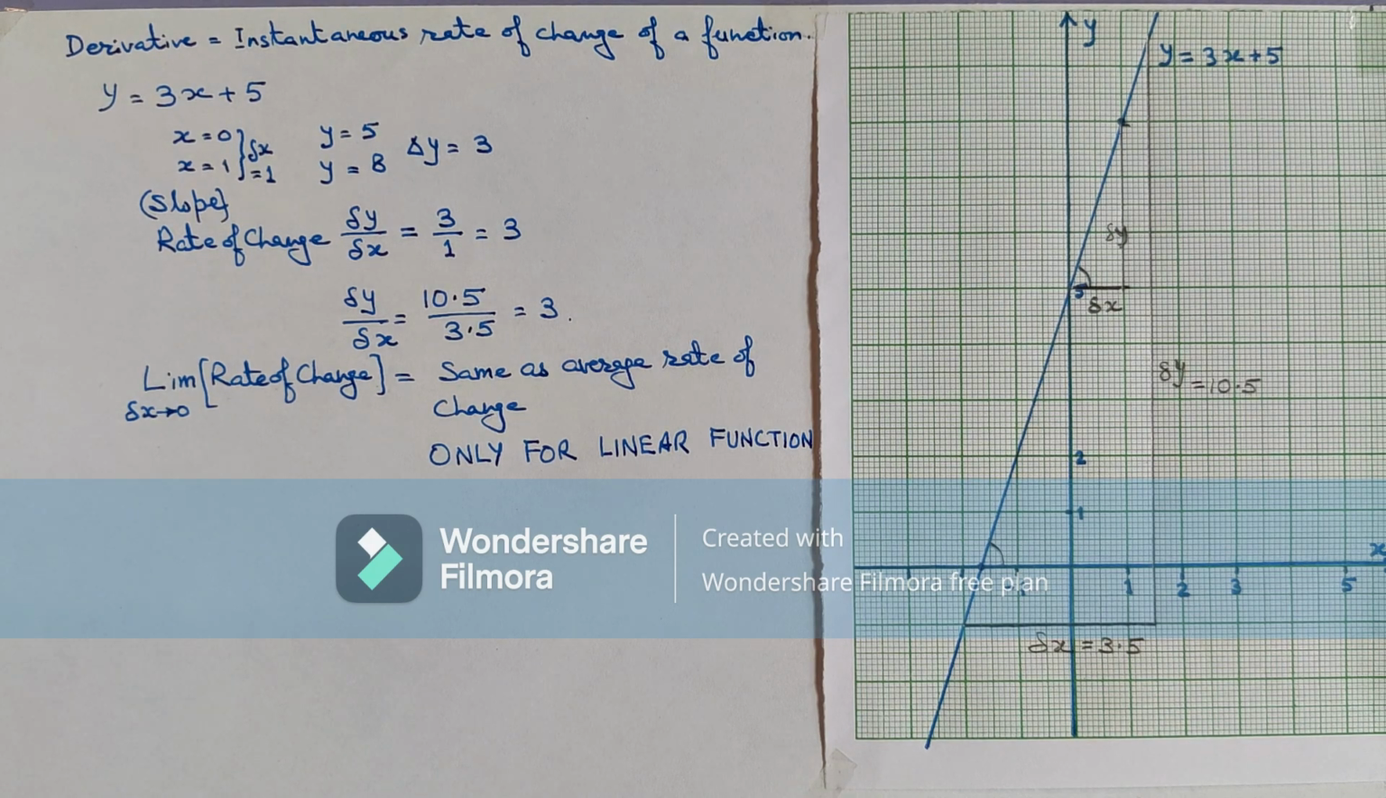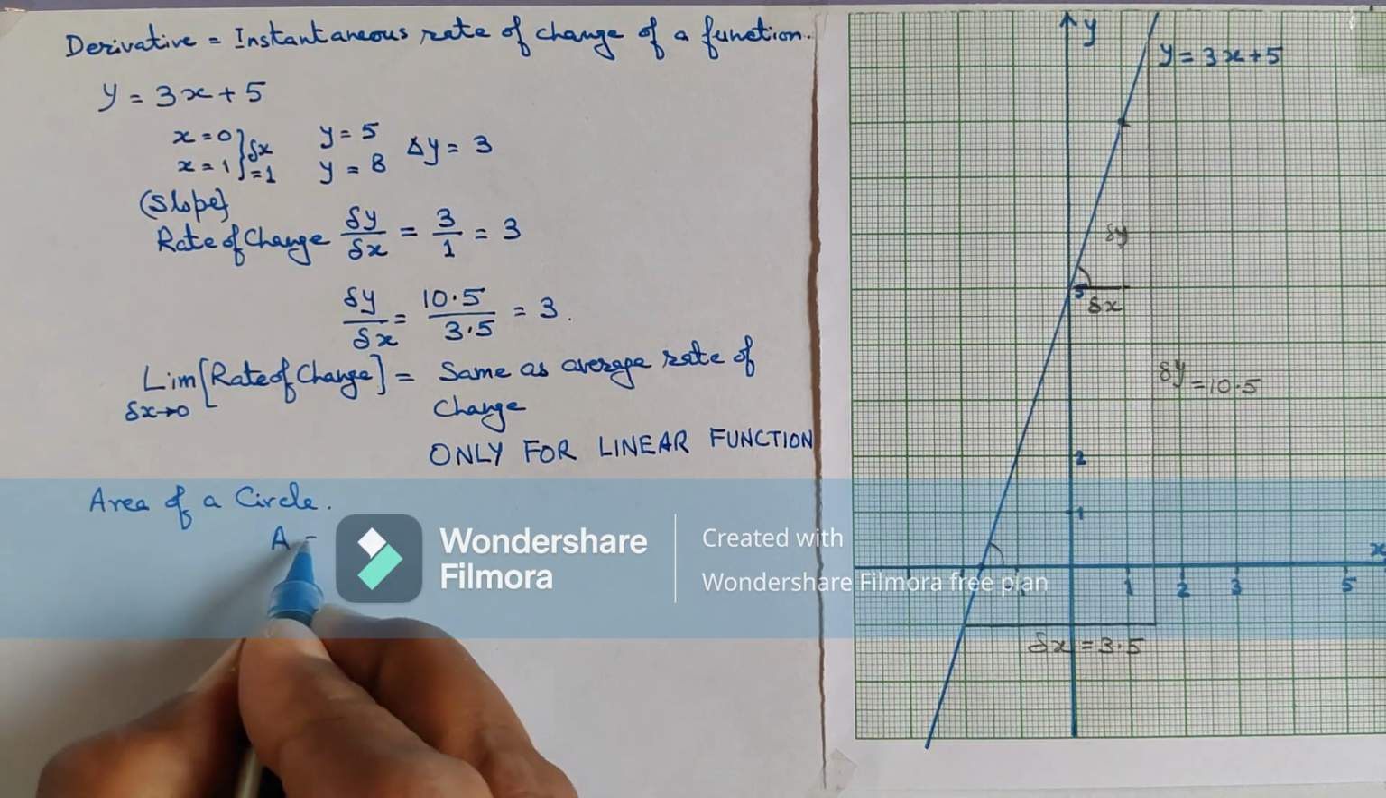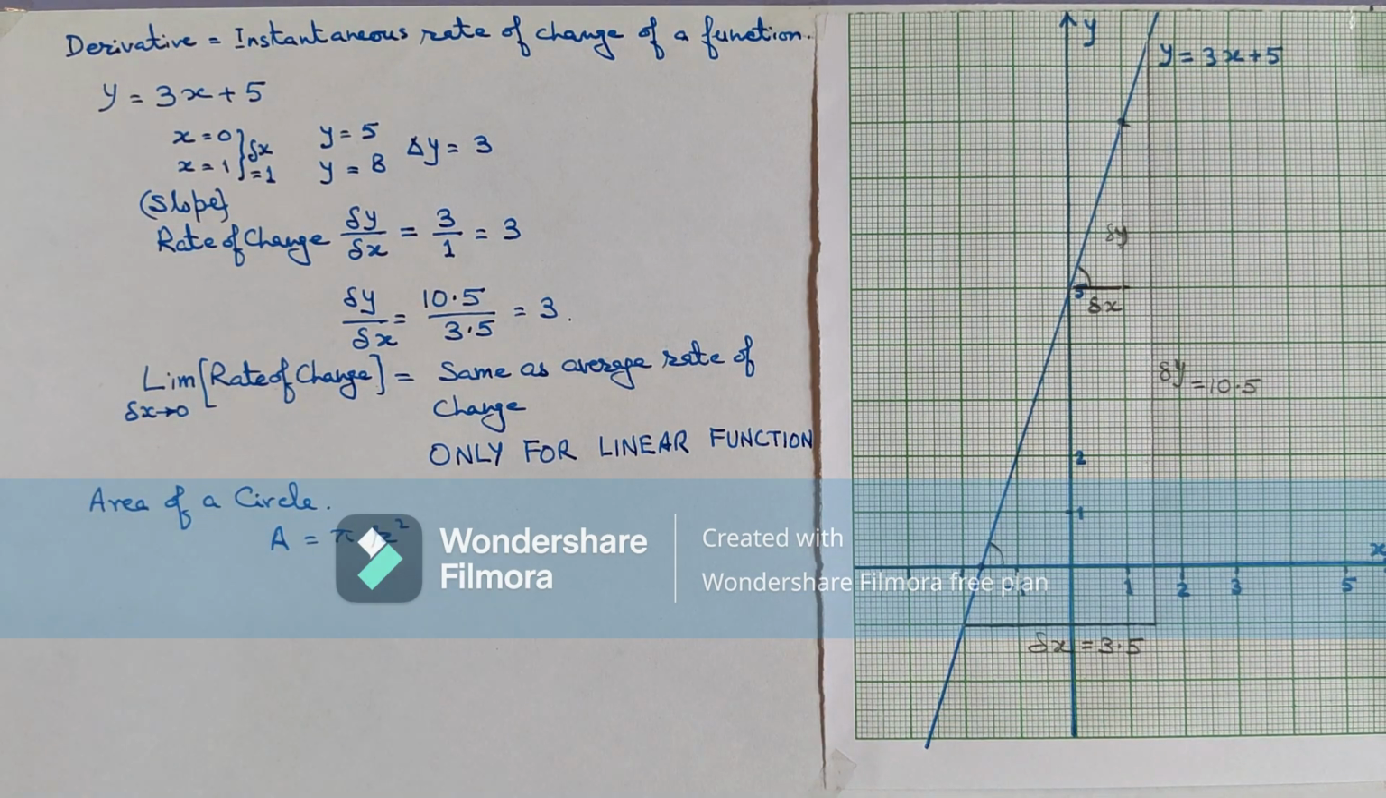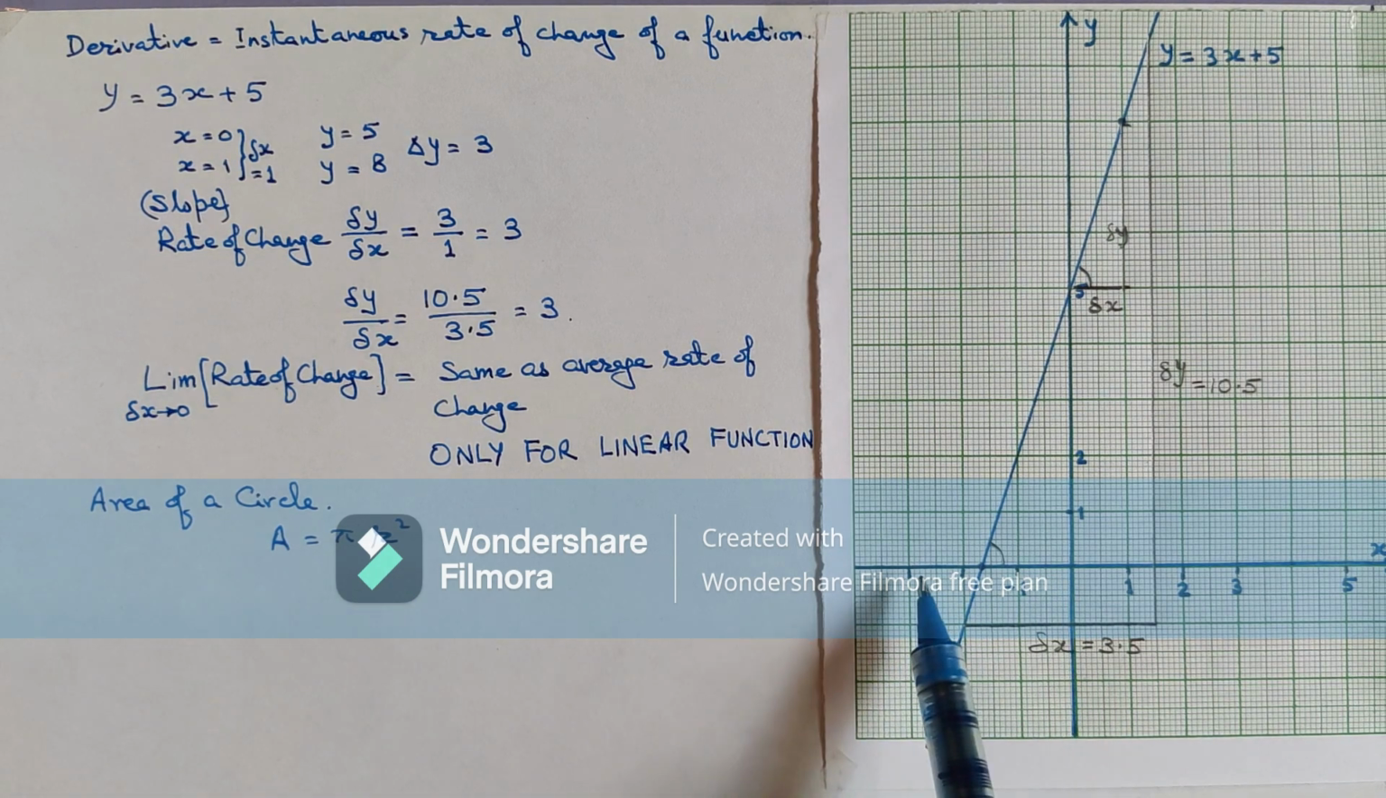Let me take another example. Area of a circle. A is equal to pi r square. Area here is defined only for positive values of r, and the value of area is also always positive. So the plot of this function will not go into the negative direction of x or the negative direction of y.